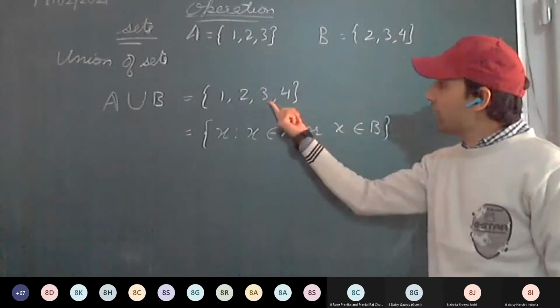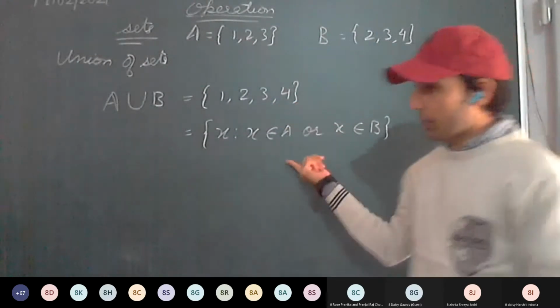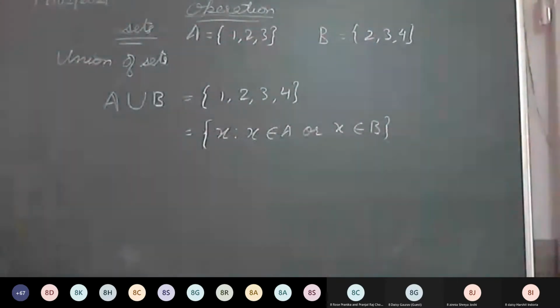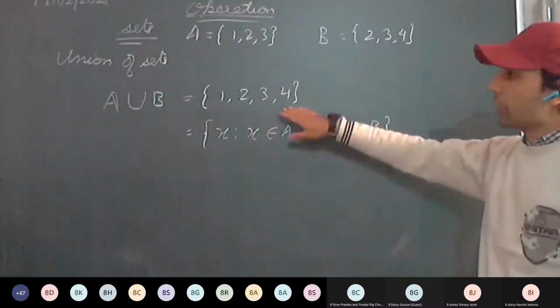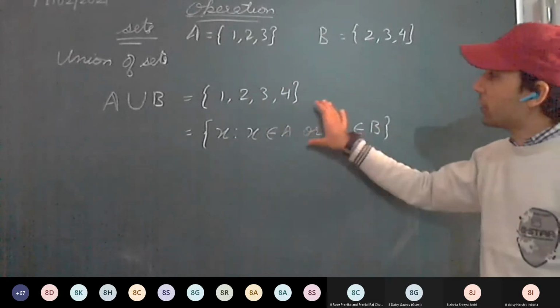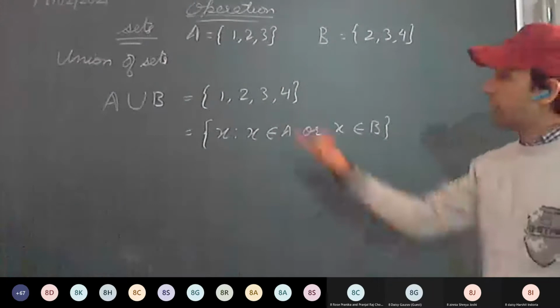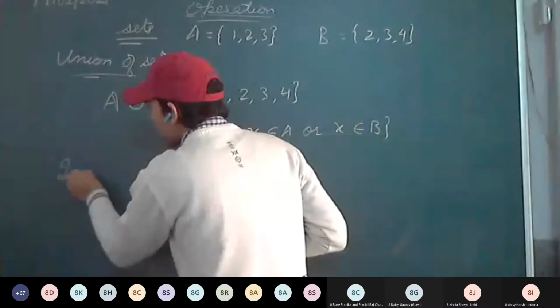It contains all the elements of A, and all the elements of B as well. Understood union? Properties we will discuss afterwards. First we'll solve some questions on union and intersection, then discuss some properties of union and intersection. This is union. Now we discuss intersection.